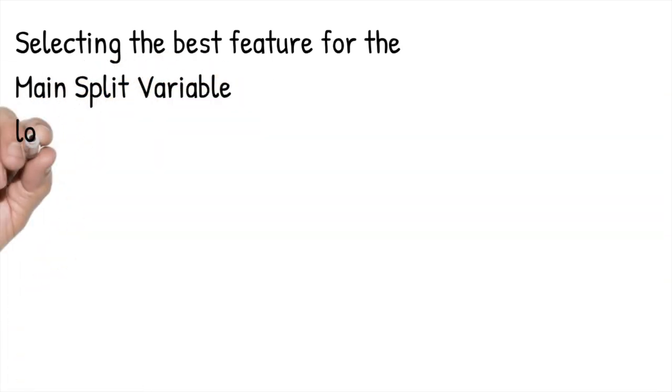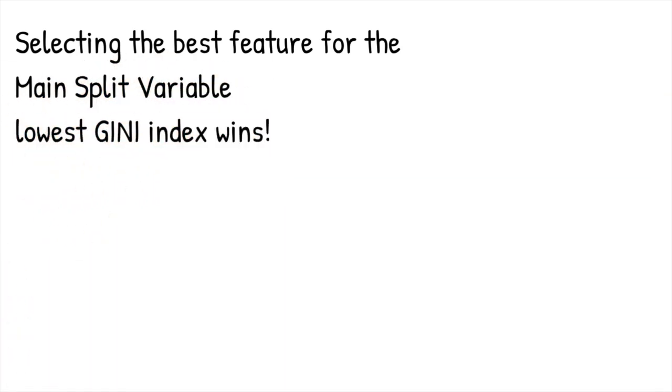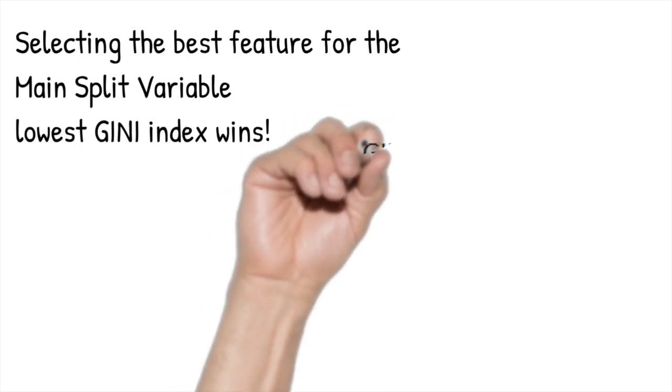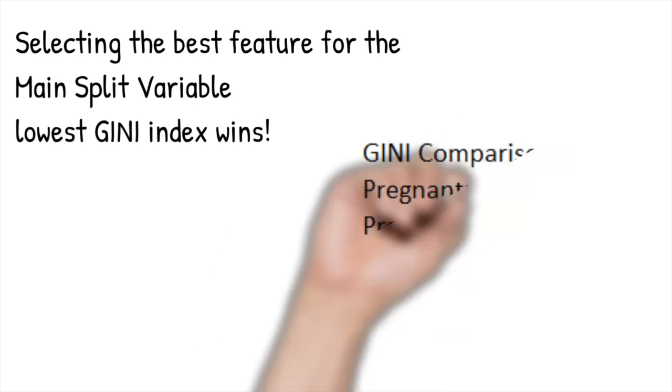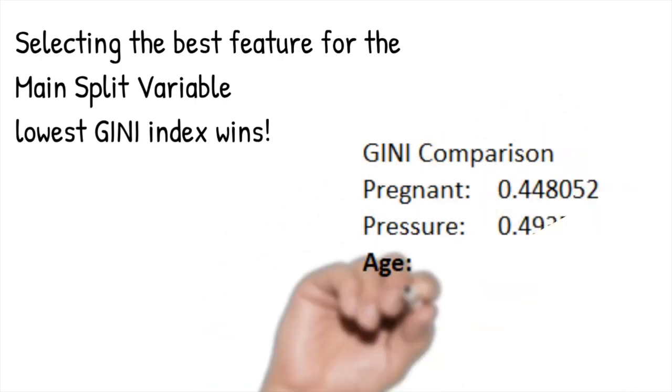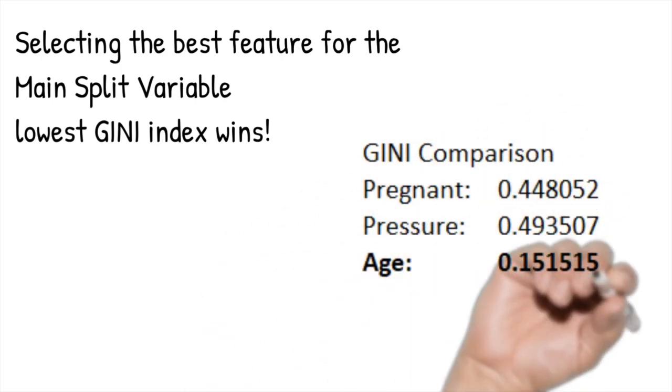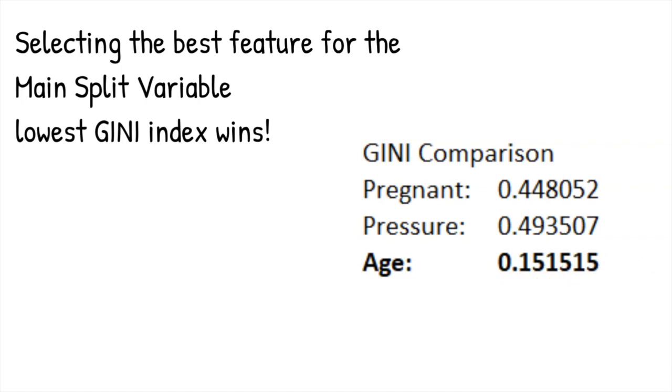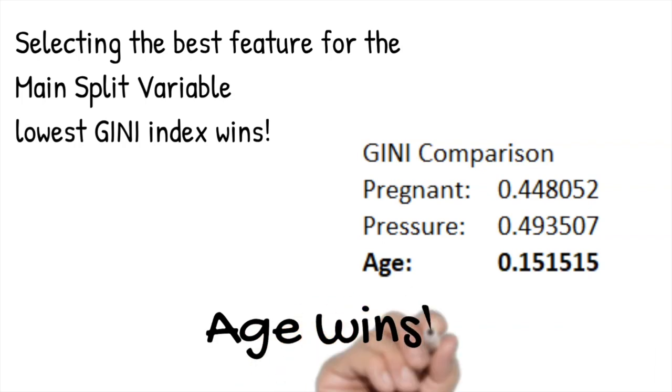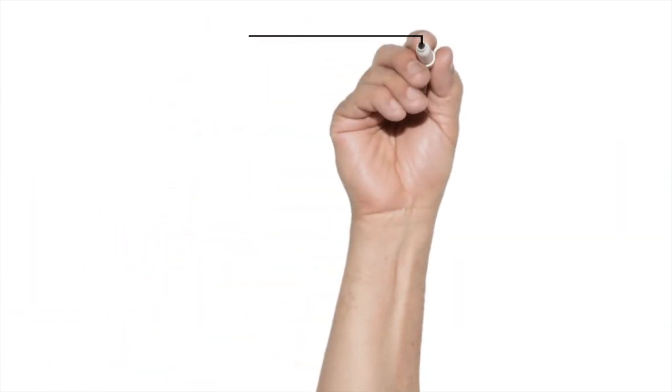Now that we have calculated all the Gini indexes for all the 3 variables, let's select the best feature for the main split variable at the top of our flipped tree. The lowest Gini index will win. So for the 3 variables, the Gini comparison looks as follows. For pregnant, it's 0.44, for pressure it's 0.49, and for age it's 0.15. Age was the smallest, so age wins. Age will be put at the top of our flipped tree.